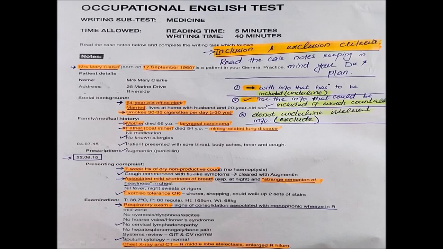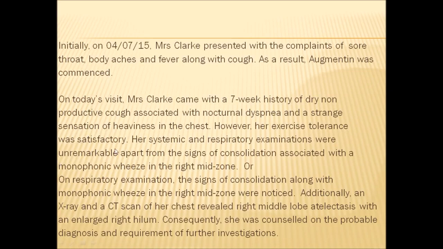So let me tell you now how we will write this information in the letter. Her systemic and respiratory examinations were unremarkable. All the systemic examination, temperature, body weight, and everything was normal.